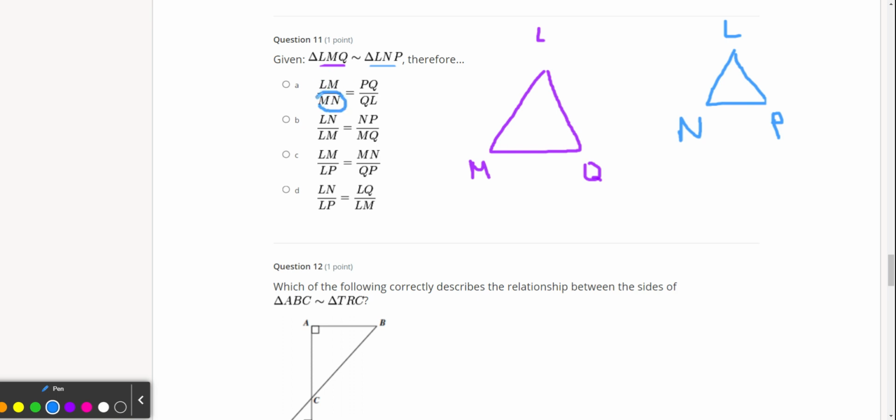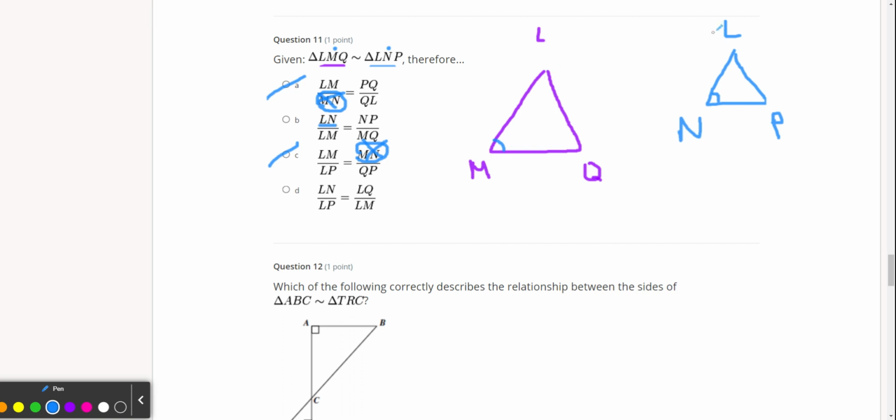Is MN a side? Are the M and the N even connected? M and N? They're not in the same triangle. This means a segment, so that's like crazy talk. So anywhere there's an M and an N, we can eliminate those. It's not A and it's not C. For all the other ones, you just want to check them.